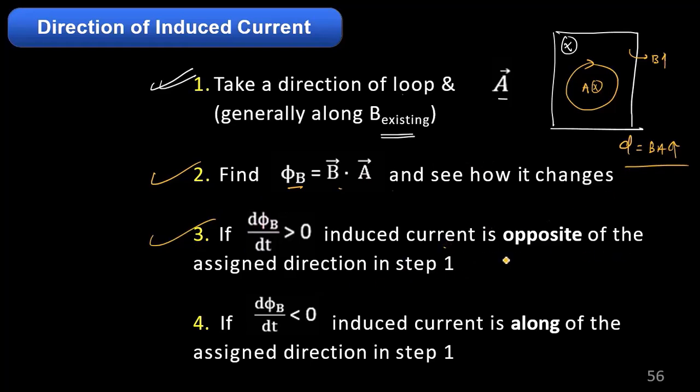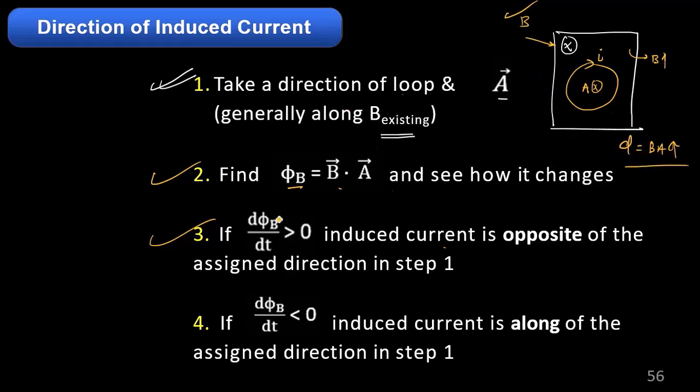of the assigned direction, step number 1. What is step number 1? Step number 1 is to assign the direction, in this direction. If I say this is the direction, why? Because if the current is flowing along the clockwise direction, that means A is cross. Along the clockwise direction, if the current is flowing, A is cross. Why does A have to be kept cross? Because I have taken B as cross. The first step is to assign the direction and then calculate the phi value.